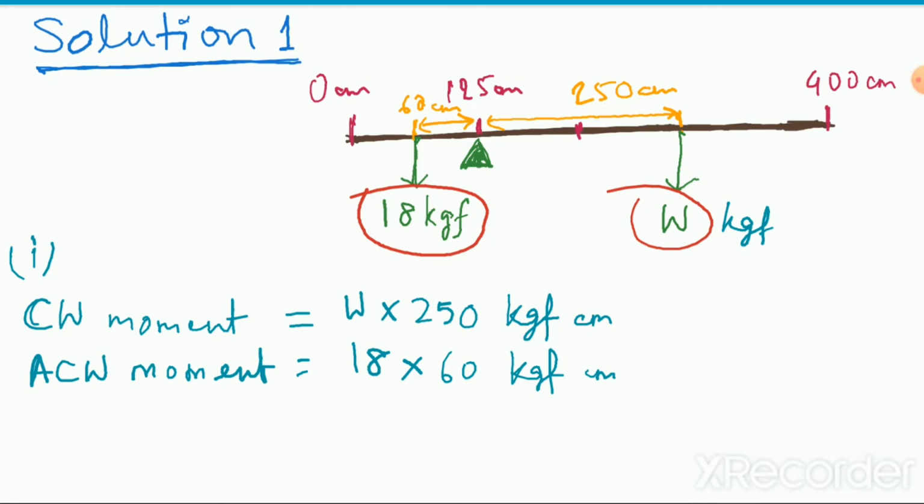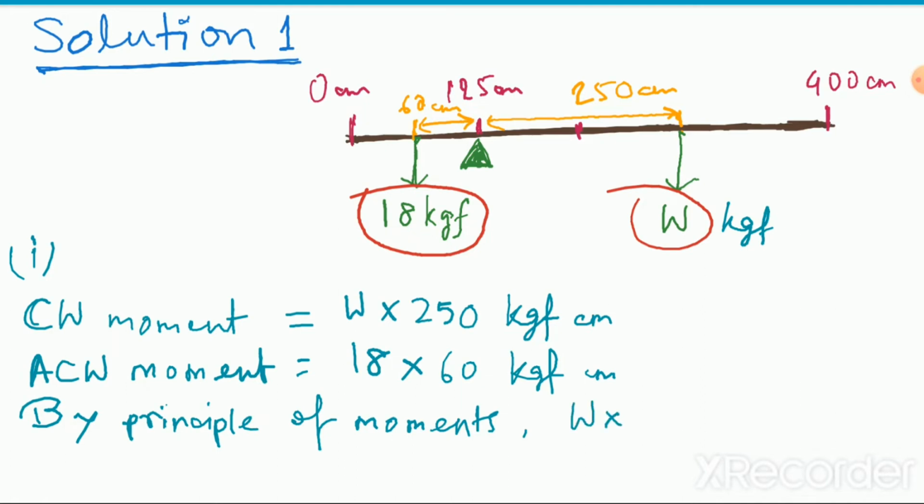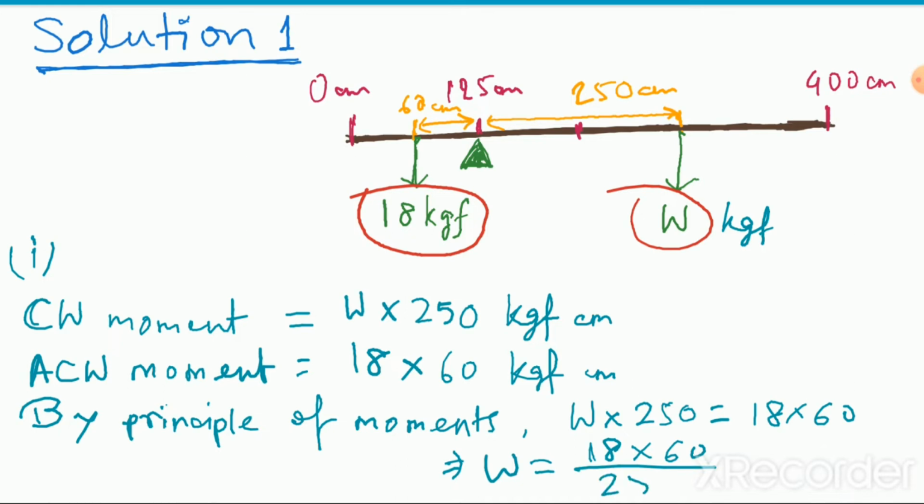So by the principle of moments, we can say that clockwise moment is equal to anti-clockwise moment. So we can say that W into 250 will be equal to 18 into 60. From this you can calculate the value of W as 18 into 60 by 250.